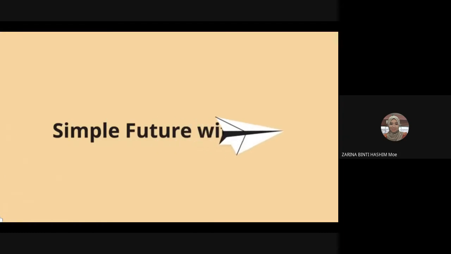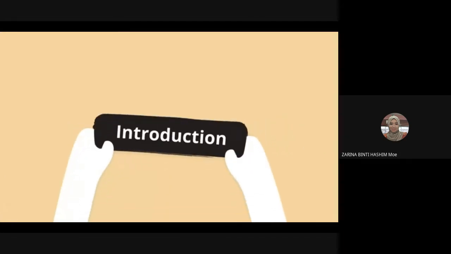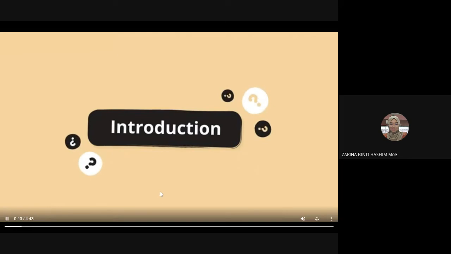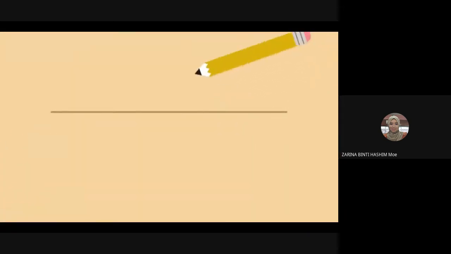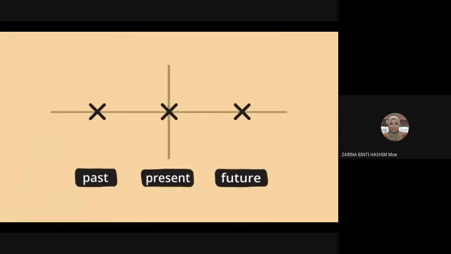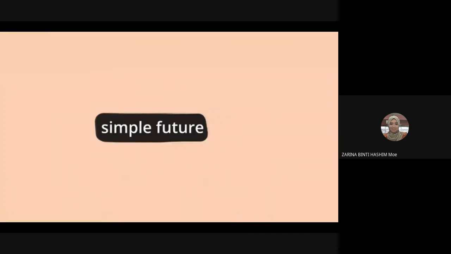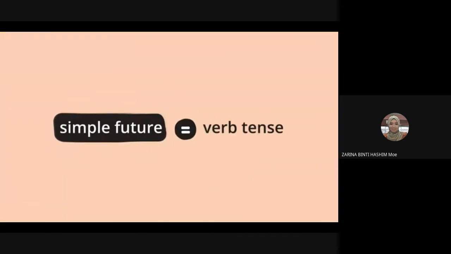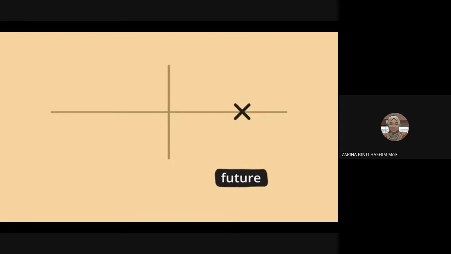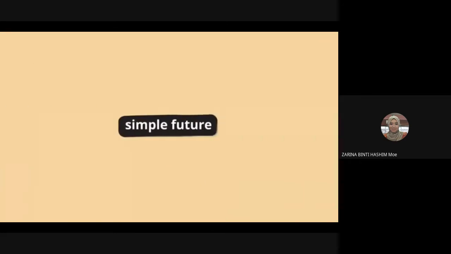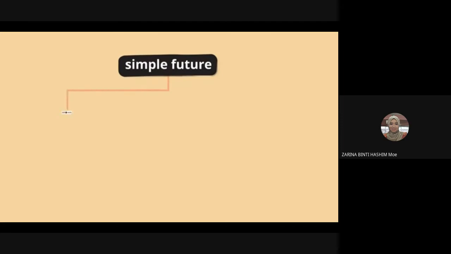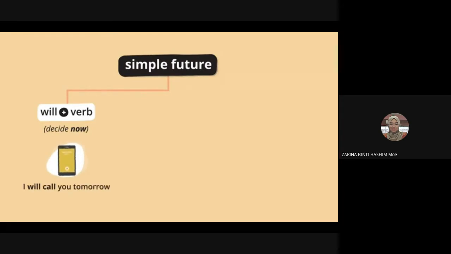Okay, Simple future with will. What are verb tenses? Verb tenses show the time that an action takes place. The simple future is a verb tense. We use the simple future tense for actions that will happen at a future time. There are 3 ways to express the simple future tense in English. We use will and a base verb to decide on a future action at that moment. For example, I will call you tomorrow.